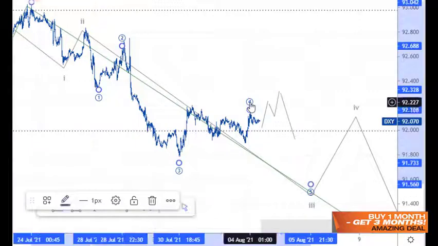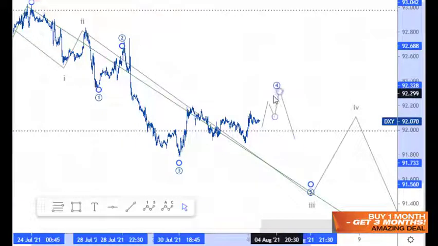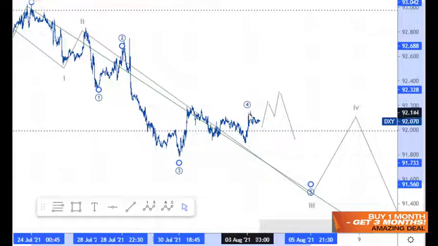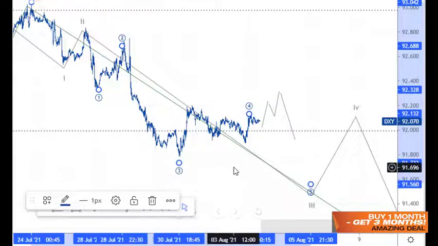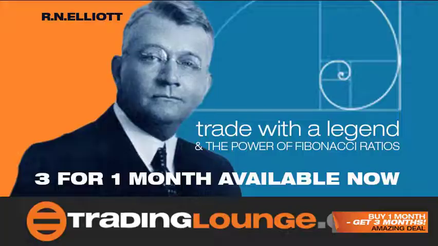If that's not there, then we have to count 5 waves up and put it here. So I'm not sure what we should do with this particular move here just yet. Okay, well, that will become apparent shortly. You know, this could be a wave C down here, and we move up from this point. This is the other point.